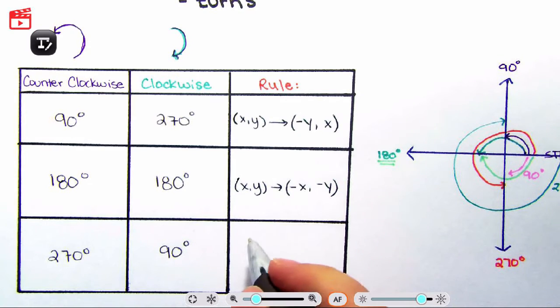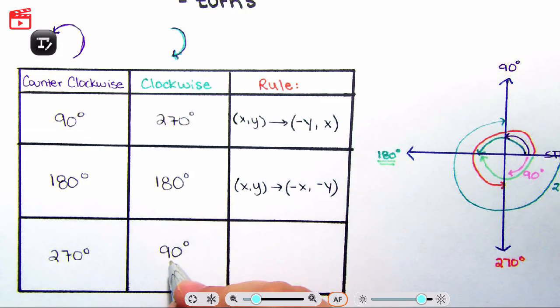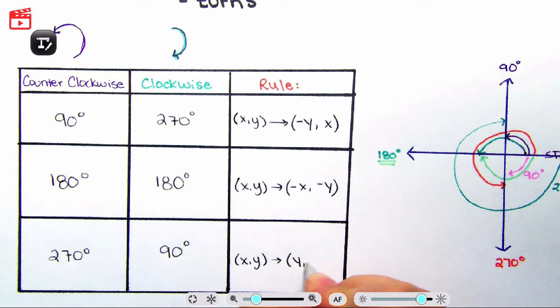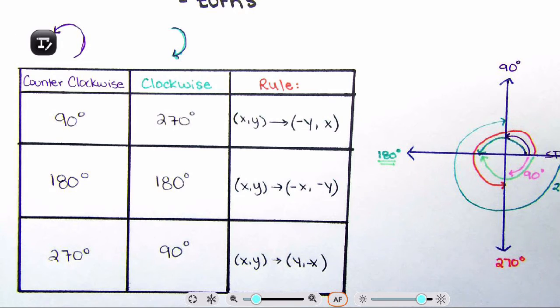And for 270 degrees counterclockwise or 90 degrees clockwise, we have our starting point, and our rule is that your y and x change. However, now your negative is on the x. Now, when you say negative, I'm going to say not negative. Think opposite. You're not thinking like a negative number. You're thinking the opposite of a number.